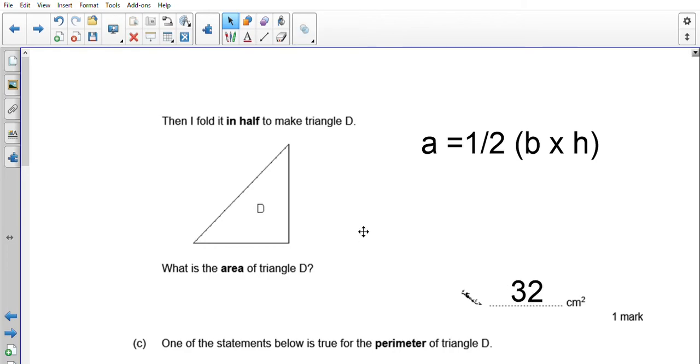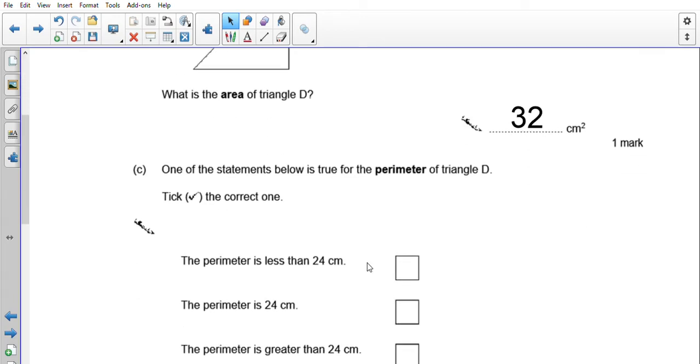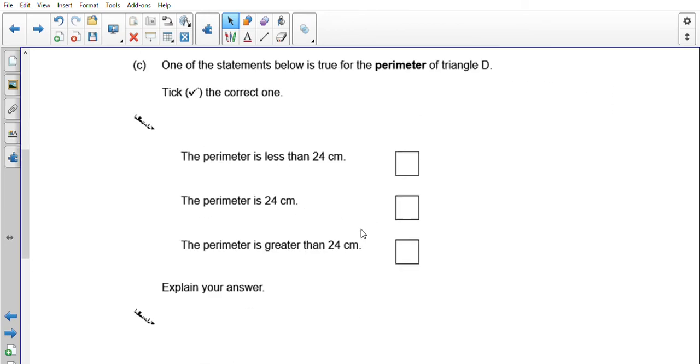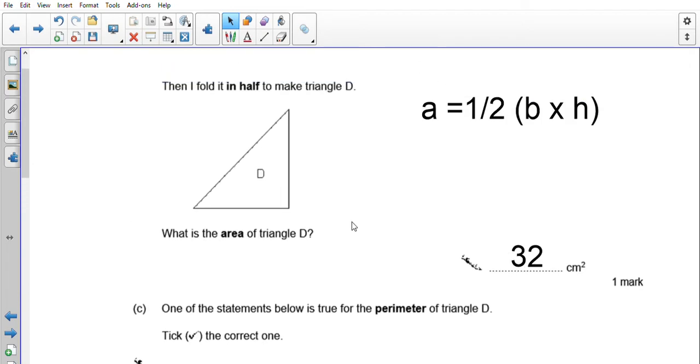One of the statements below is true for the perimeter of triangle D. Tick the correct one. The perimeter is less than 24 centimetres. The perimeter is 24 centimetres. The perimeter is greater than 24 centimetres. Okay, so here I know that I'm going to have 8 and 8. That's going to give me 16.